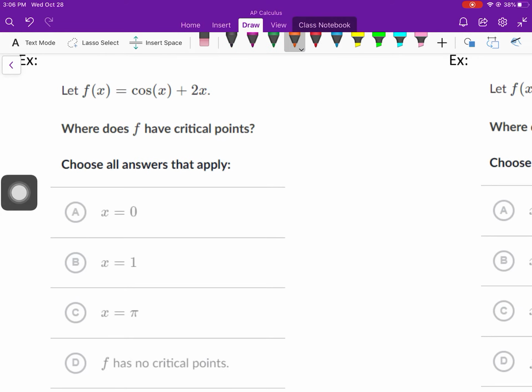So let's start with the derivative, and then we're going to set it equal to 0. If there is a denominator, we set that equal to 0 to see if it's undefined or that the derivative doesn't exist there. But this derivative is negative sine of x plus 2. So let's set that equal to 0 and solve.